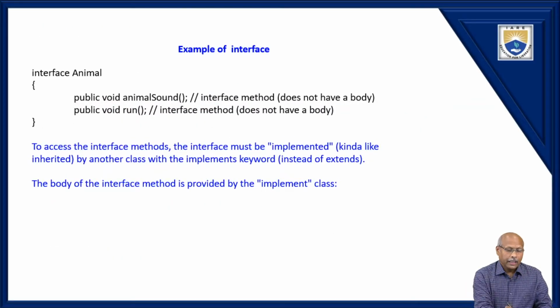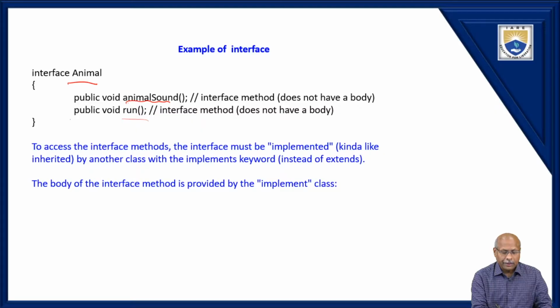One example: interface Animal, public void animalSound. This is my abstract method. Remember, even though I didn't write the abstract keyword, automatically it is abstract. So that keyword will come automatically. Similarly, public void run. This is also a method available in the interface, and also an abstract method. There is no open bracket and close bracket, that means there is no body. But automatically that method is abstract.